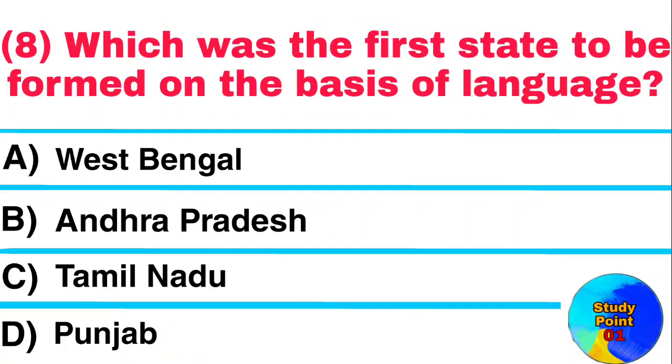Question. Which was the first state to be formed on the basis of language? A. West Bengal. B. Andhra Pradesh. C. Tamil Nadu. D. Punjab. Answer. Andhra Pradesh.